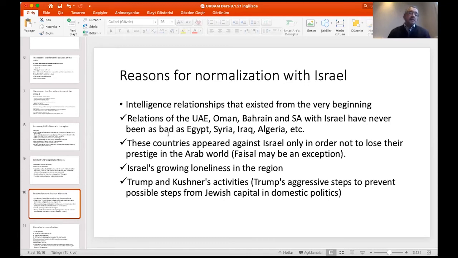understanding. Okay. This growing loneliness in the region is a very important factor. It tried to break this isolation through improving some relations with some appropriate countries in the region. And then Trump's and Kushner's sui generis activities in the region were also very important in these procedures. Trump's aggressive steps to prevent possible steps from Jewish capital in domestic policies was also very important in that regard.